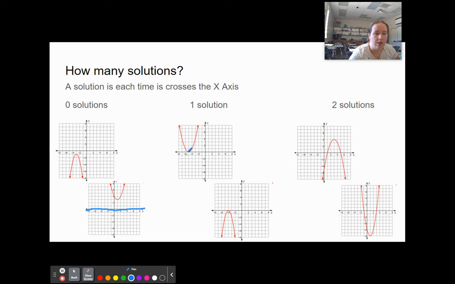Here, the u touches it once right here, so it has 1 solution. Here it touches once, 1 solution. And then finally, and these are the most common, is for it to have 2 solutions. We've got one here, and it crosses here. So there's 2. This one also has 2. So it doesn't matter if the u is pointing up or pointing down. All we care about is how many times it crosses that x-axis.